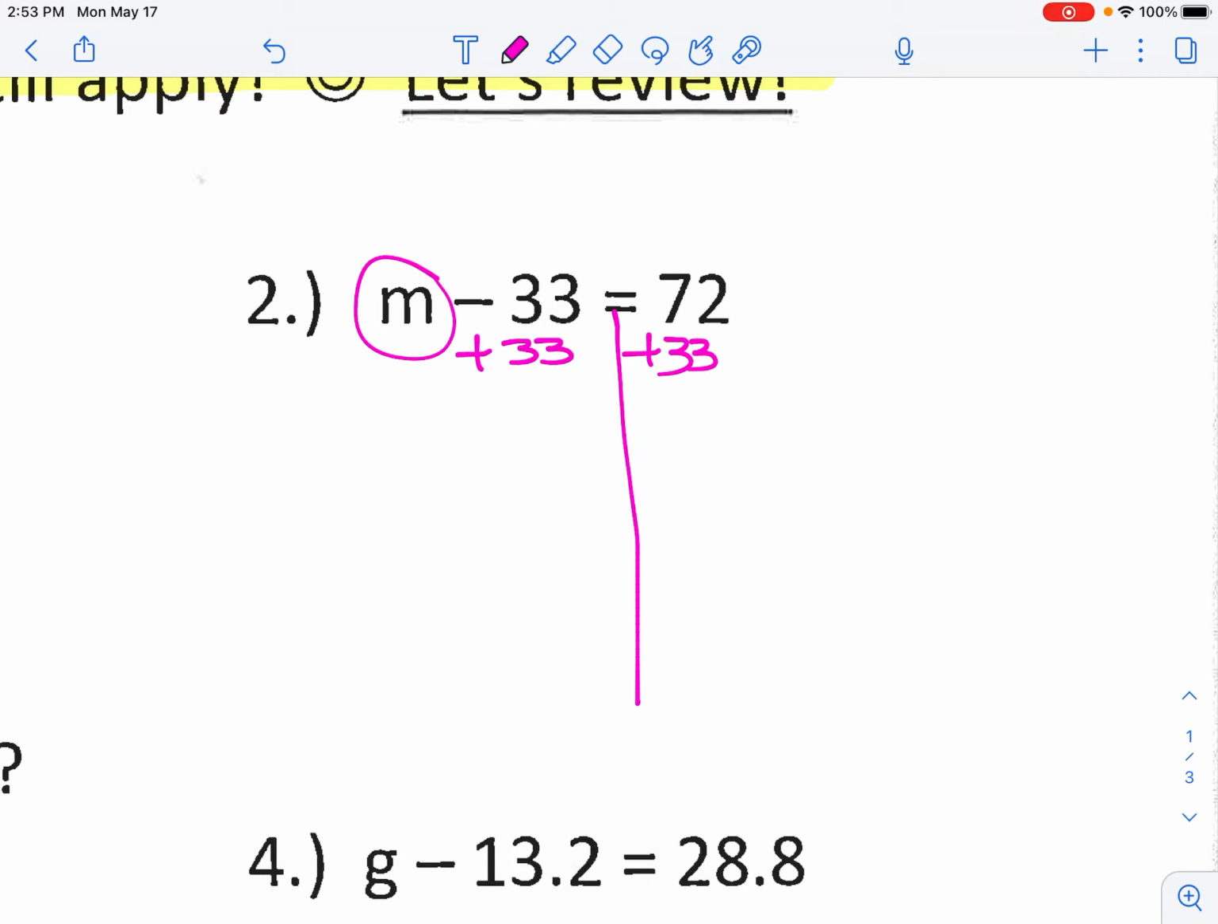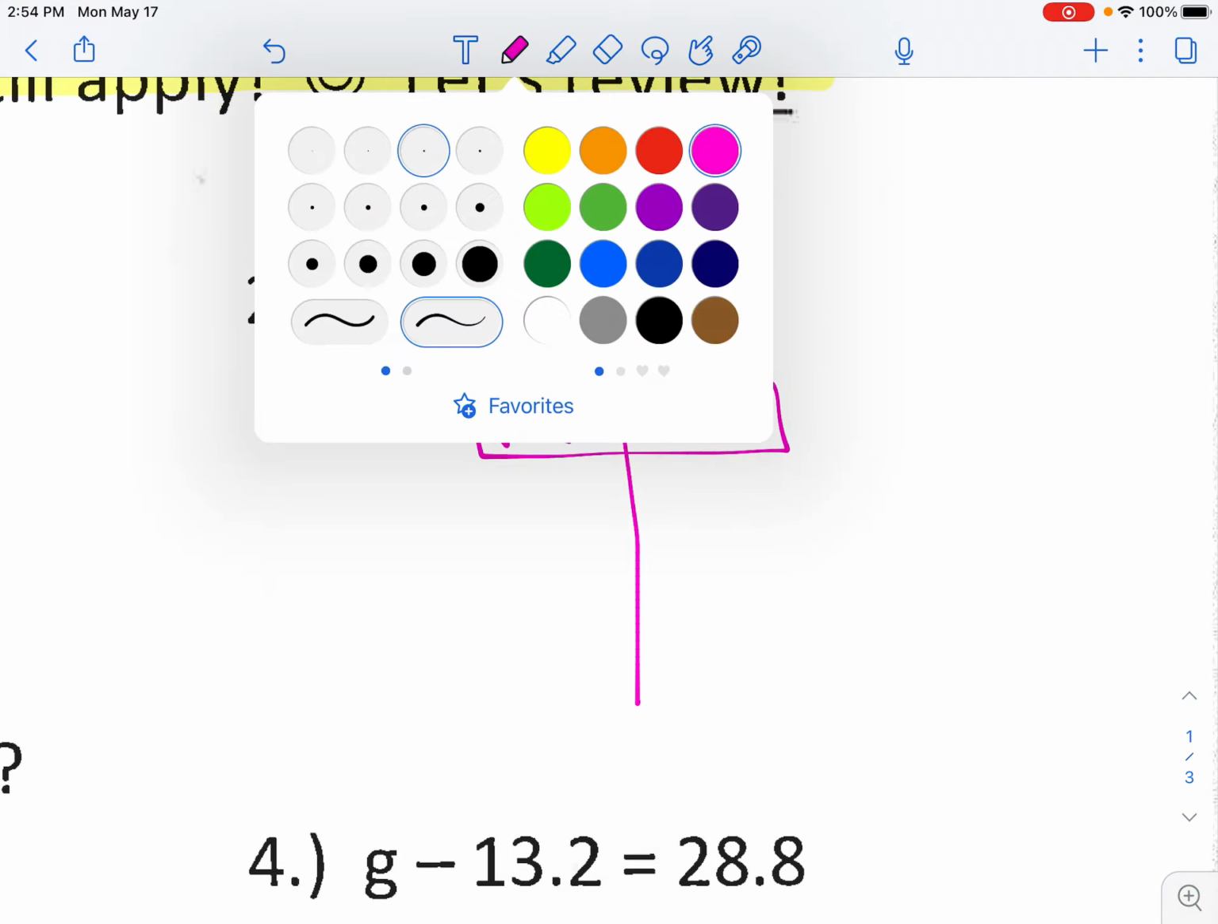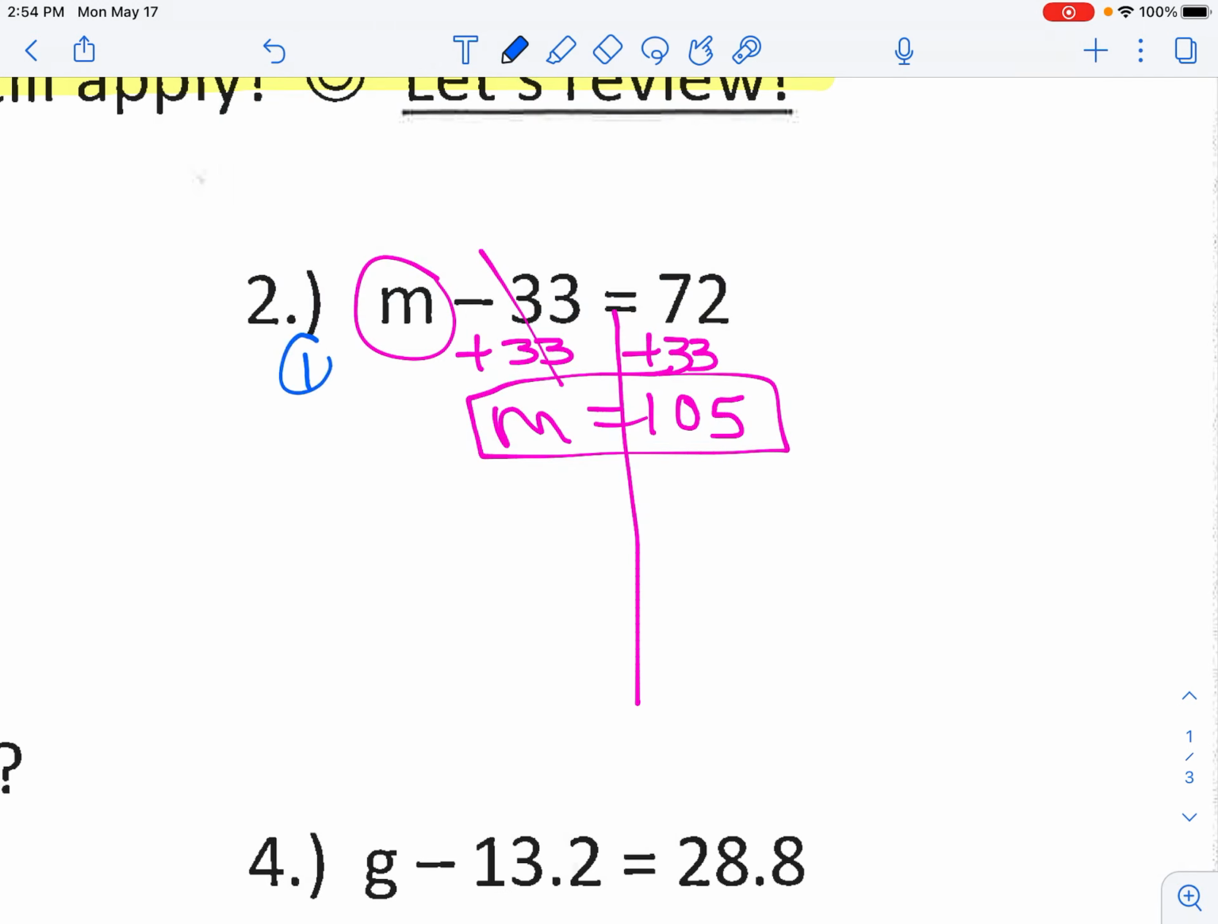Now you're going to show your cancellation. Negative 33 plus 33 equals 0. So all we have left over here is m. And on the right side, 3 plus 2 is 5, and 7 plus 3 is 10. So m equals 105. So remember 4 lines. Inverse operation, solution, substitution is the next line. Substitution is when you rewrite this equation, but you substitute for m.